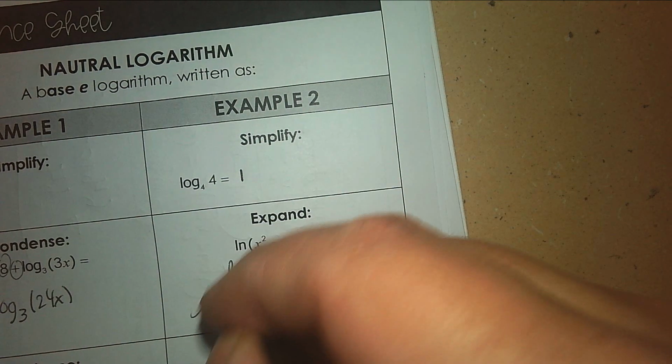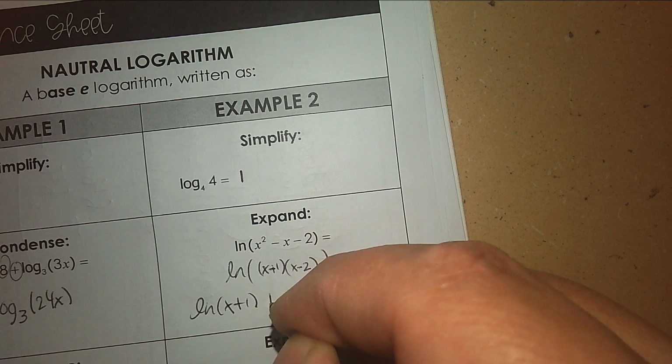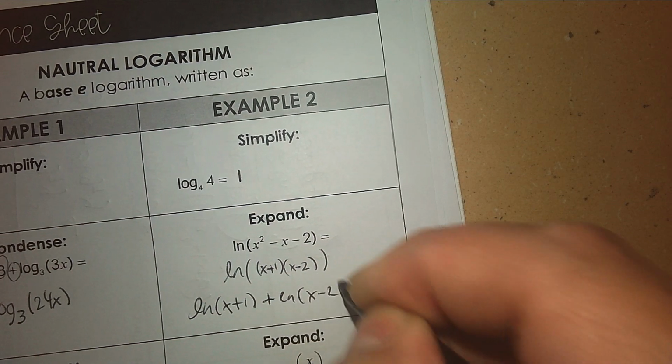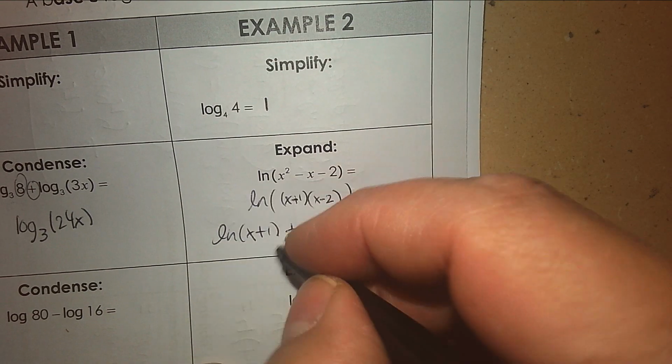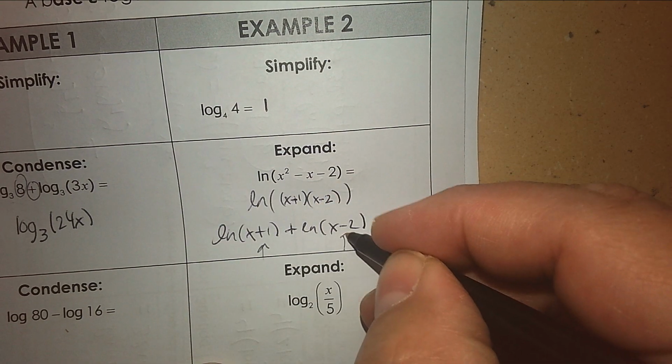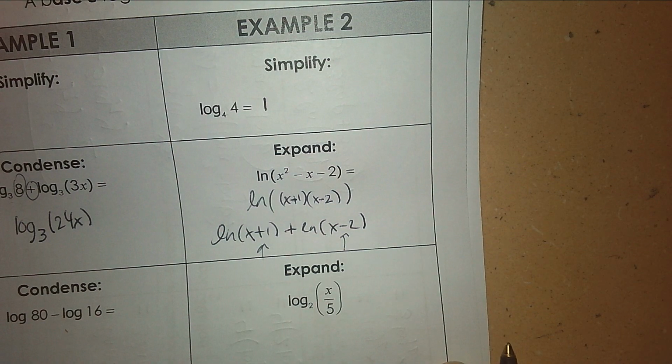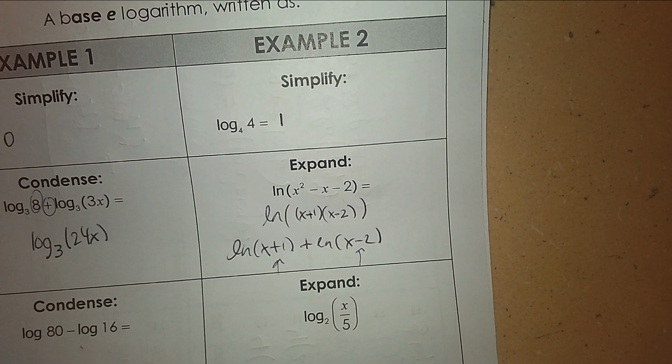So now it's ln(x + 1) + ln(x - 2). And recognize that now this is all I can do. There's no more factoring. I can't write it as a product. When you see adding or subtracting, it's prime. I can't do any more with it.